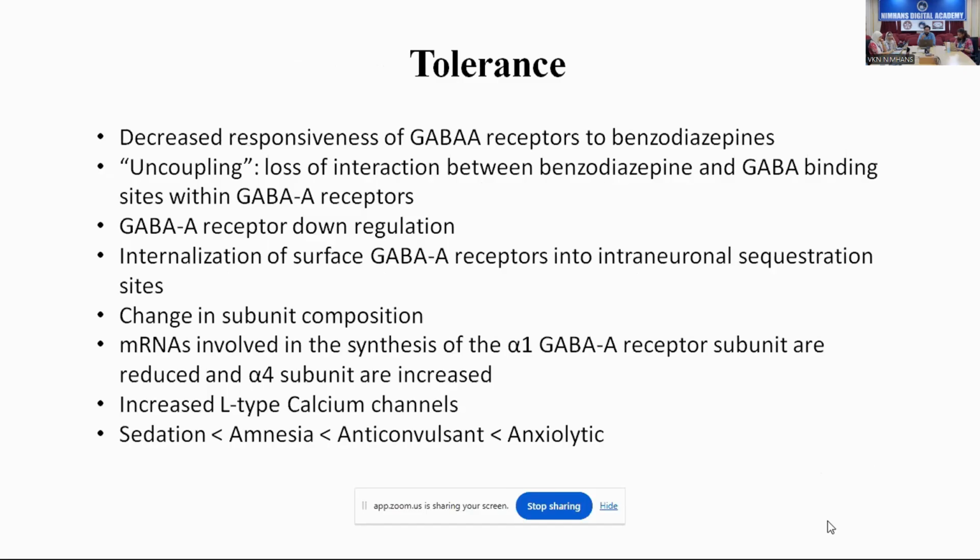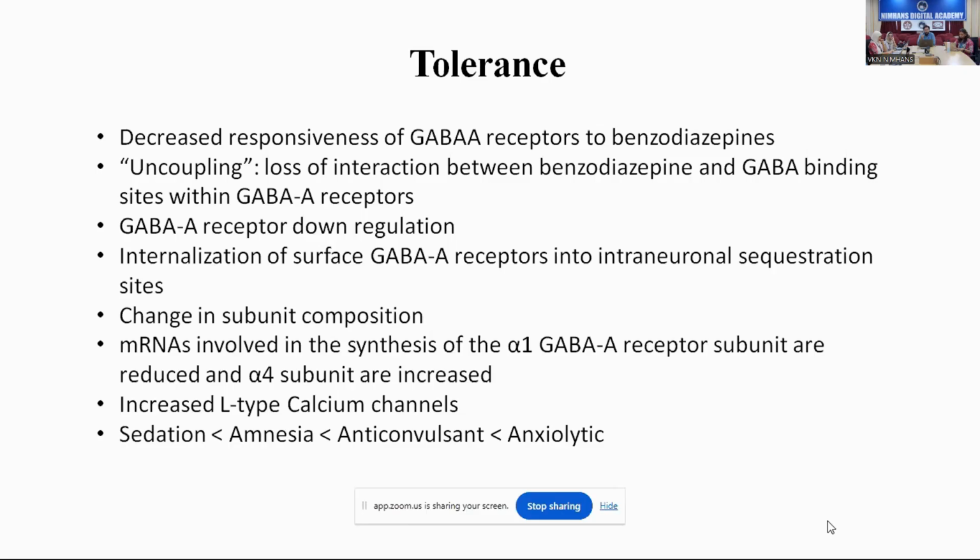So tolerance has developed. I told you that benzodiazepines act at the alpha and gamma interface. Long-term use of benzodiazepine actually leads to a change in the intrinsic benzodiazepine pentamer. So sometimes the alpha gamma interface is gone in itself. Now it's only the alpha and beta interface. That is one way in which a patient develops tolerance.